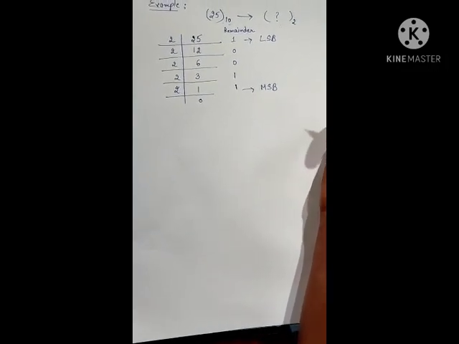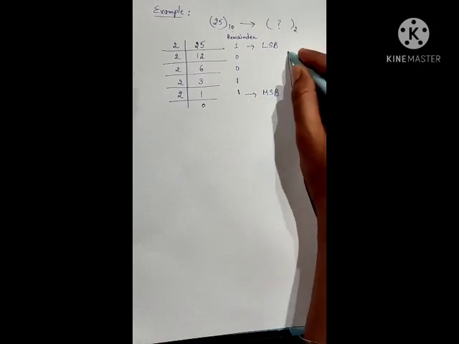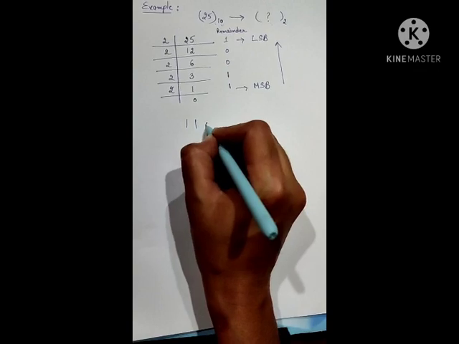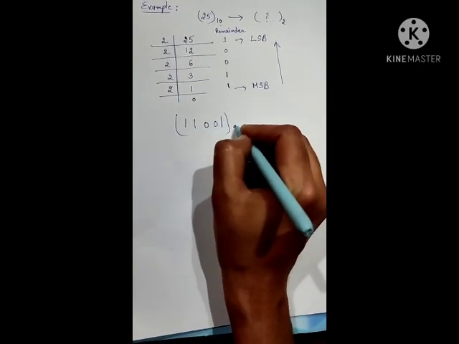Now to get the binary number, we read it from bottom to top like this: 1 1 0 0 1. This is your binary number.